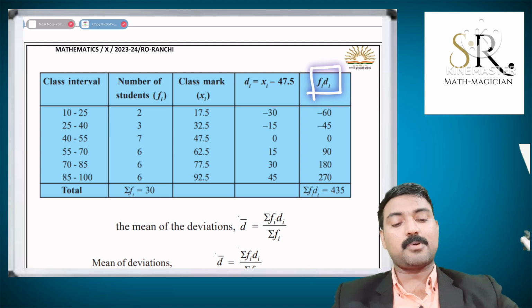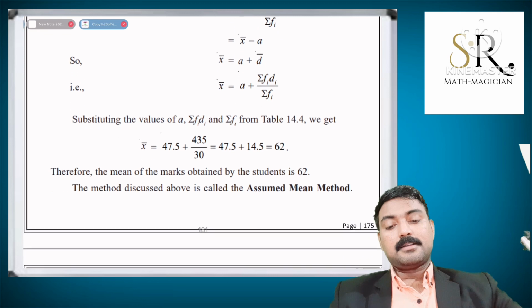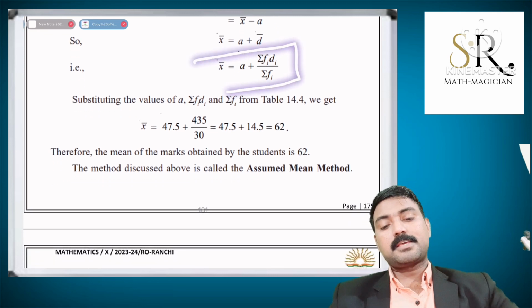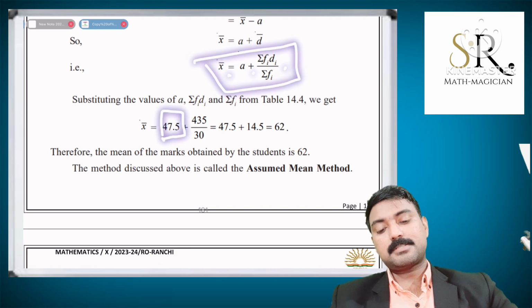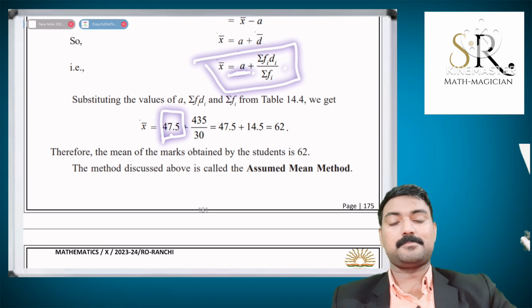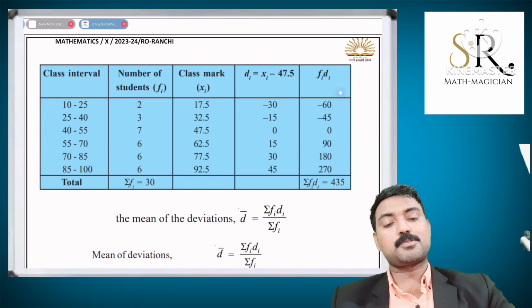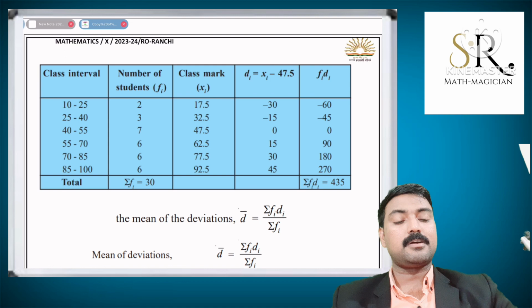Now the equation for finding assumed mean, this is the equation. X bar is equal to A plus sigma FD by sigma F. A means assumed mean. Already we selected one mean. What is that? 47.5. Plus sigma FD. Sigma FD means sum of all these FDs. By adding this, we got 435.